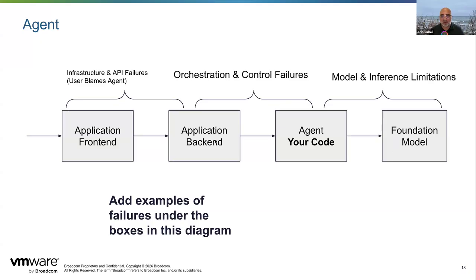You have your application front end to your back end, to your agent code, to the foundation model. You could have infrastructure and API failures. The user blames you even though you never got the request or the internet to them is slow. There could be orchestration failures between your backend and your agent code. And you'll notice here something interesting, that the agent code itself is not inside the backend. This is a pattern that we definitely see quite often.